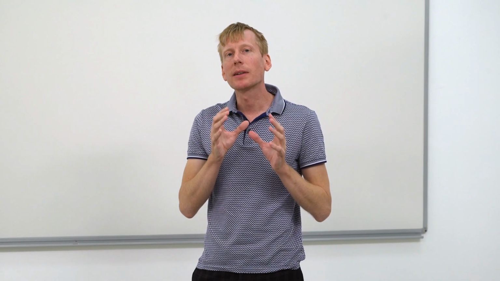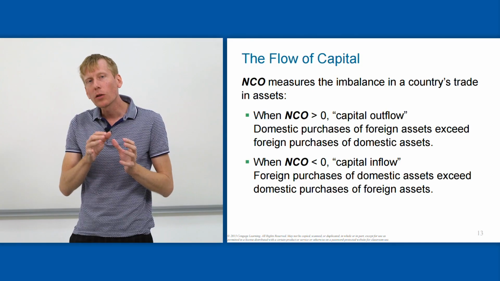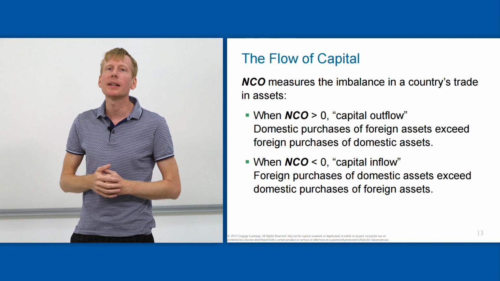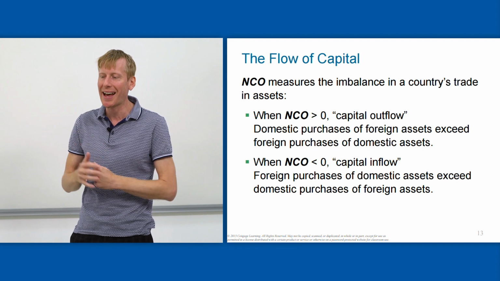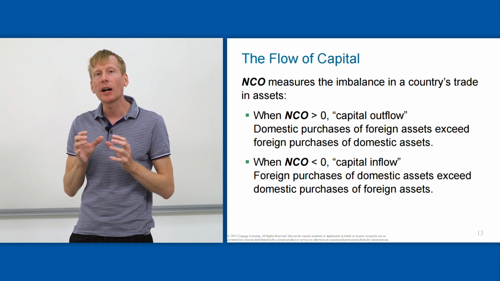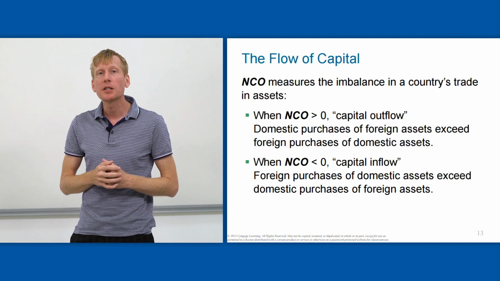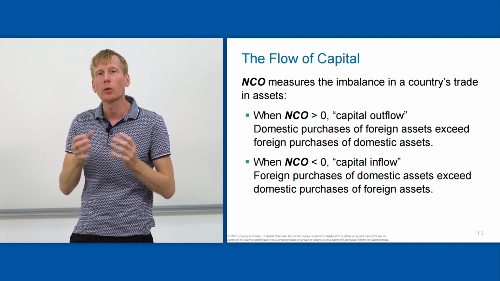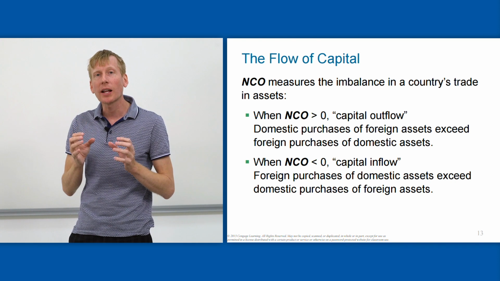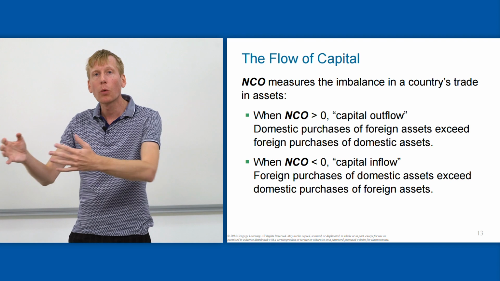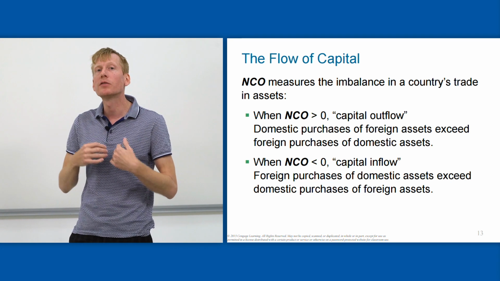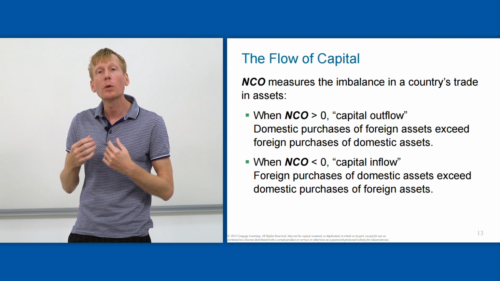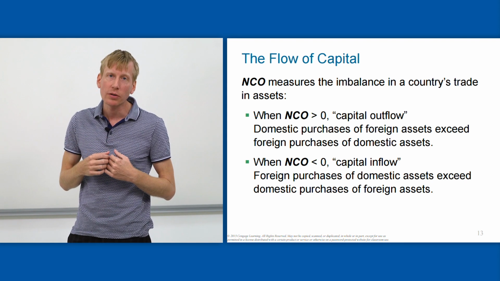Now, our net capital outflow also measures an imbalance in countries' trade, but now on the monetary side, on the financial side, or on the assets side. When net capital outflow is positive, this means more capital is flowing out than flowing in. Net capital outflow being greater than zero. When net capital outflow is negative, this means that more money is flowing in than flowing out. So if we have a lot of foreign direct investment, we would have negative net capital outflow because of all these capital inflows.